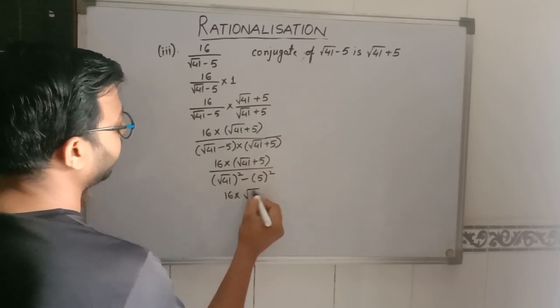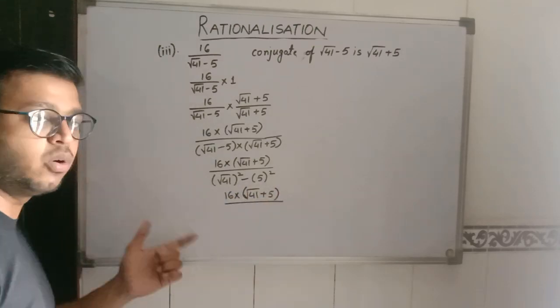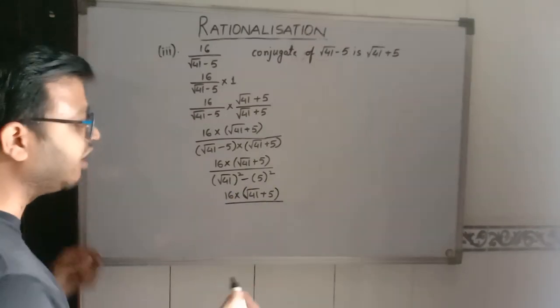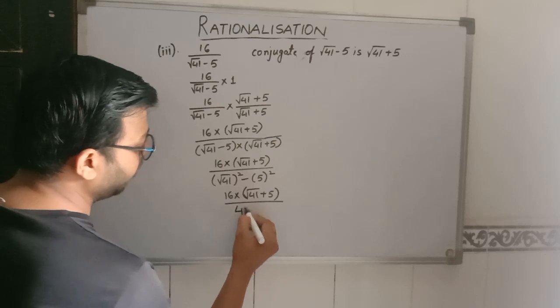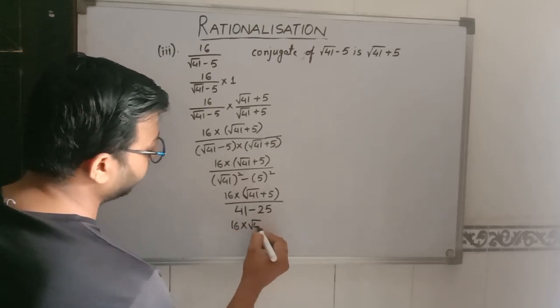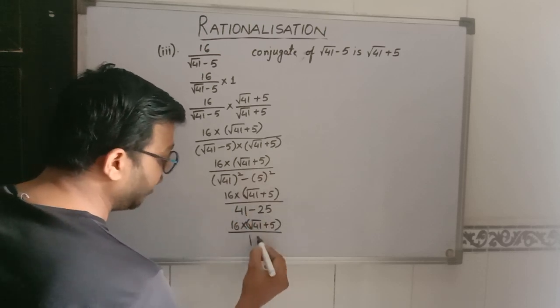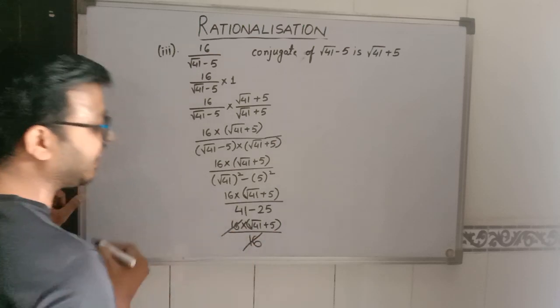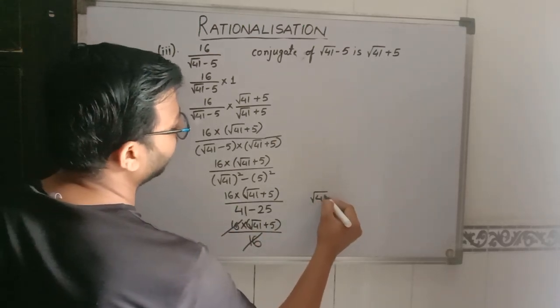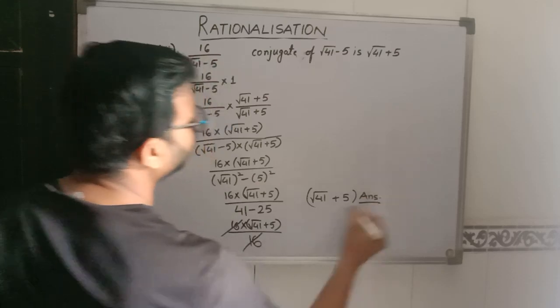16 will remain the same because we are waiting for the simplification. When in the denominator no multiple of 16 is there, then we can solve. Root 41 square will become 41, 5 square will become 25. So 16 multiplied by root 41 plus 5, and upon 41 minus 25 will remain 16. 16 can be cancelled out. So the complete answer is root 41 plus 5. That is the complete answer of this question.